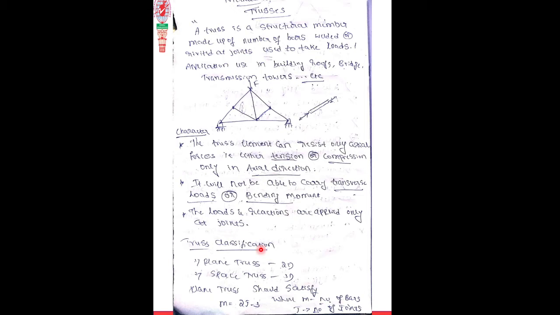See, and one more thing, plane trusses should satisfy this condition, that is m is equal to 2j minus 3, where m is nothing but the number of bars. If you want to calculate the number of bars required, this is the formula you have to use, 2j minus 3, where j stands for number of joints, m stands for number of bars.